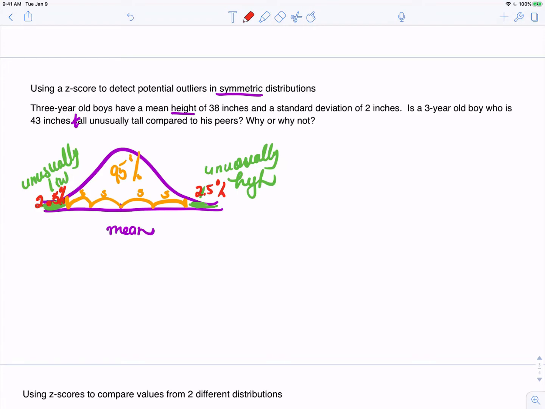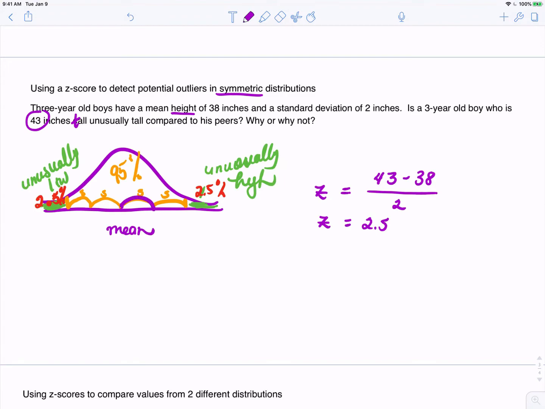All right, so let's figure out if this child who's 43 inches tall is unusually tall compared to his peers. So we're going to use a z-score to do this because the distribution is symmetric. So z is equal to our number, 43, minus the mean, which is 38, divided by the standard deviation, which is 2. And we'll take a moment to compute this. So 43 minus 38 divided by 2 gives us a value of 2.5. So this young boy is 2.5 standard deviations above the mean.